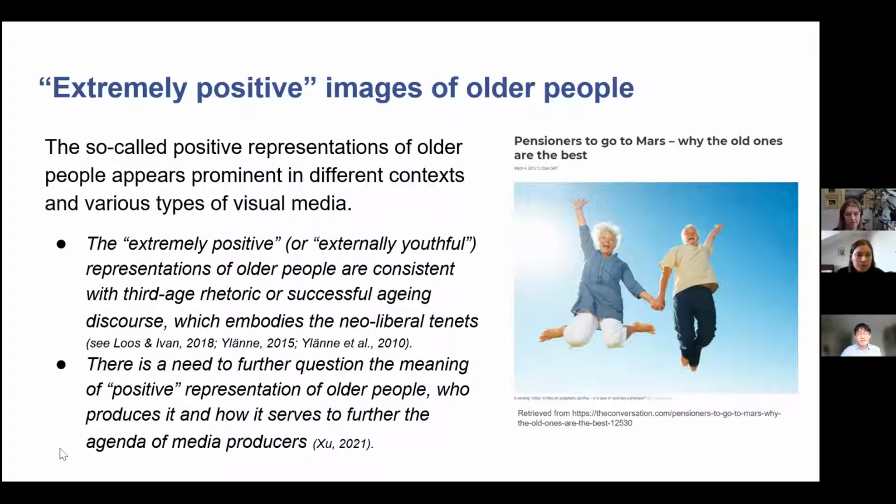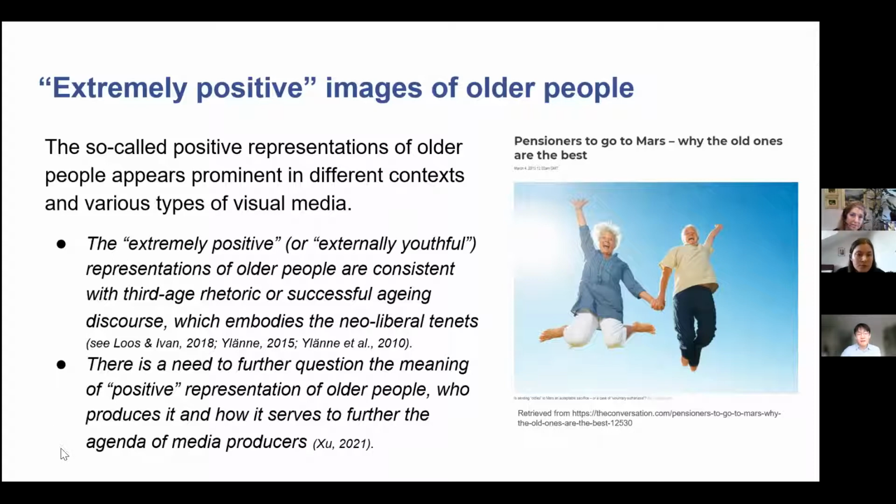And such representations risk making older people feel responsible for compensating for the loss of resources in later life. And those representations also serve to homogenize older people as being a wholly active and healthy group, regardless of their heterogeneous lifestyles, living conditions, and personal pursuits.